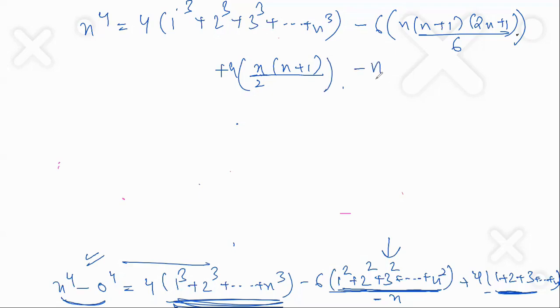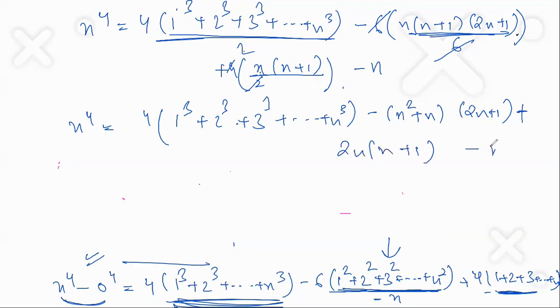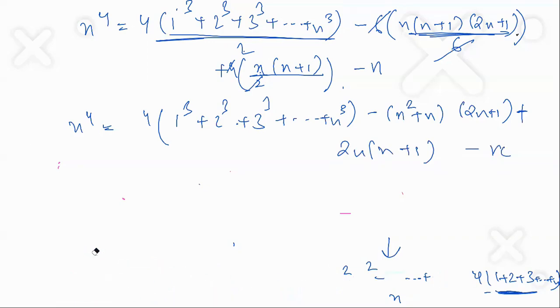Now what we are going to see: n raised to the power 4 is equal to, we are taking, because we have to find out, take this one exactly as the same as that. 6 cancels out with 6. Let's open this one. So it will be n square plus n and 2n plus 1. 2 with 2. Now next, left with plus 2 multiplied with n, 2n, n plus 1 and minus n.